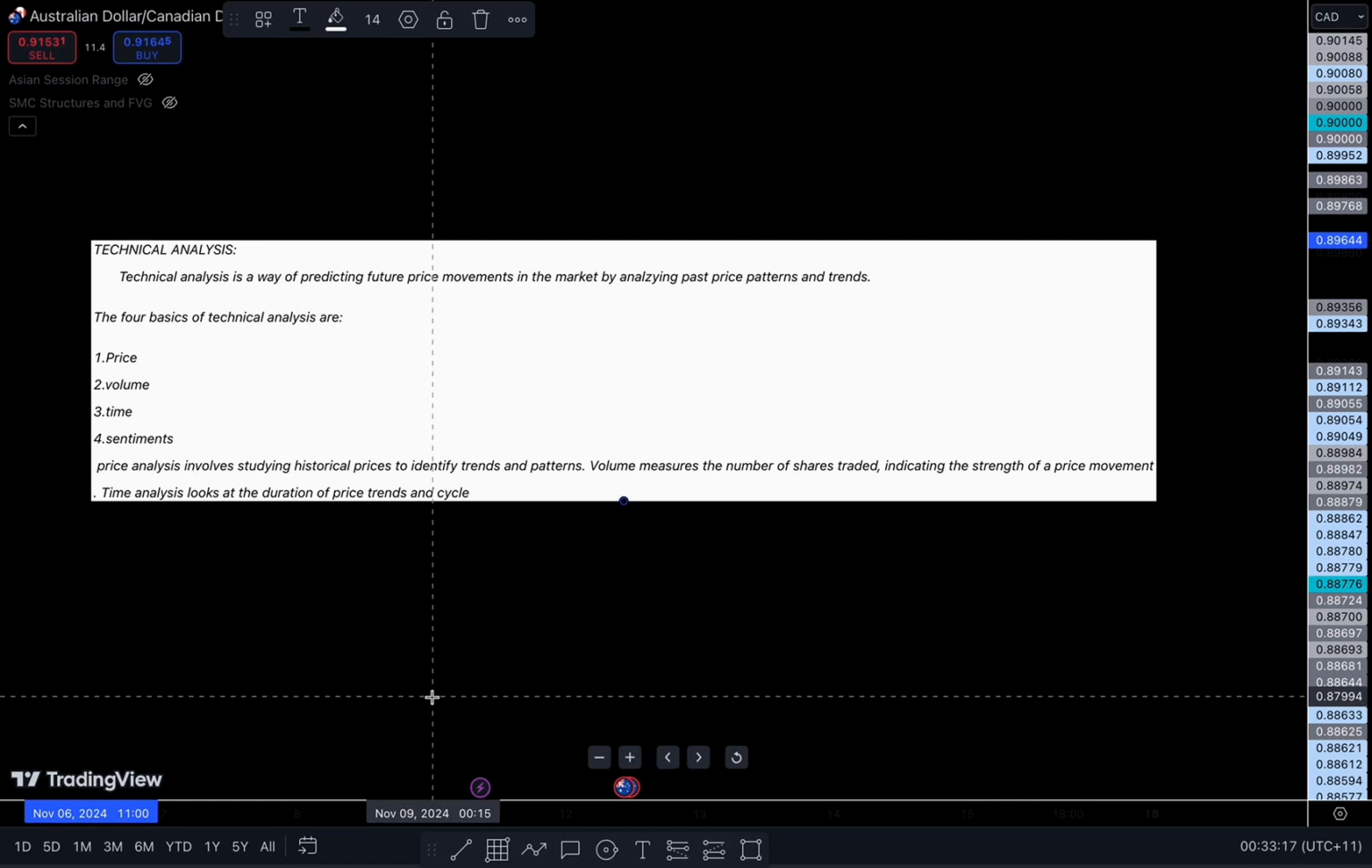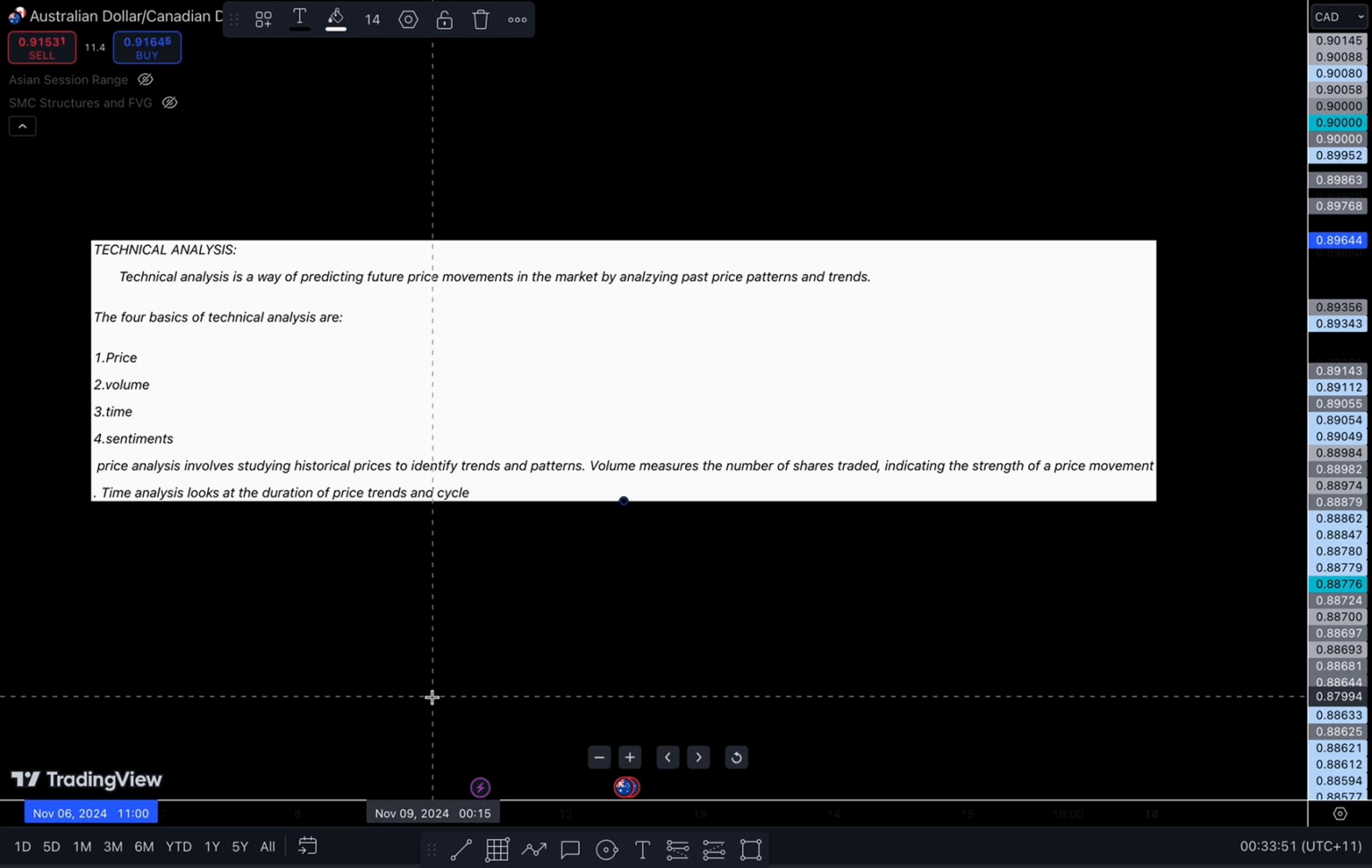Technical analysis is a way of predicting future price movements in the market by analyzing past price patterns and trends. Right. So if you remember in the last video, I told you how we could identify trends. By identifying trends, you're trying to predict the next movement. You're going to be in anticipation of the next movement that the markets would make.